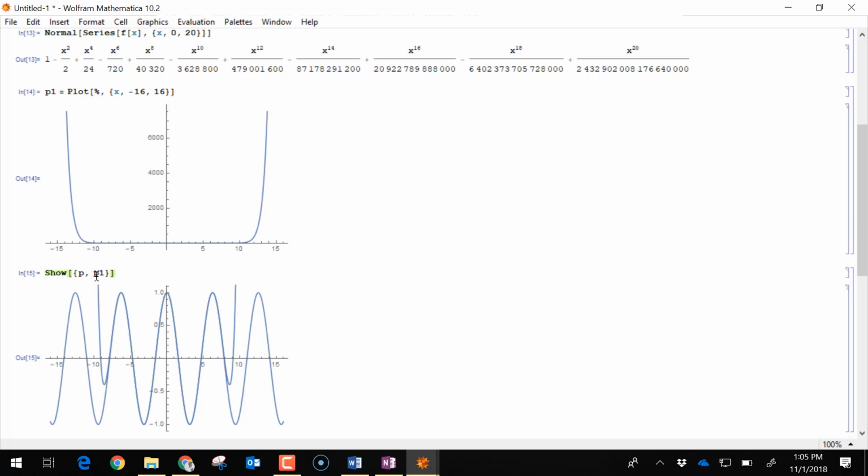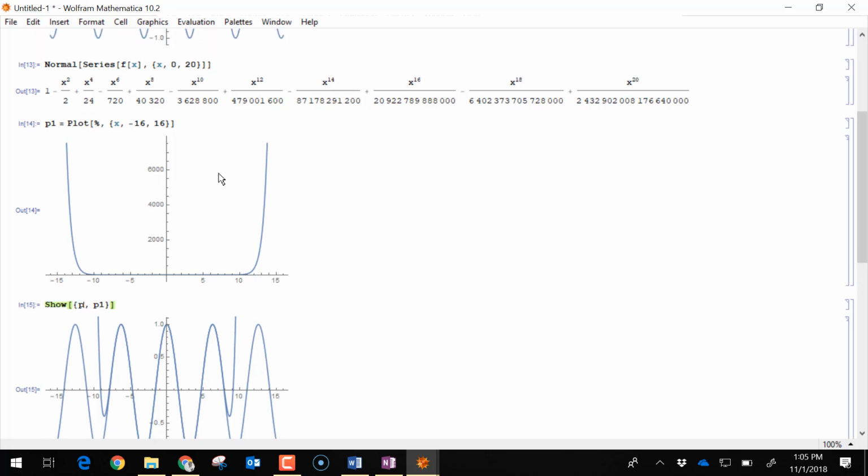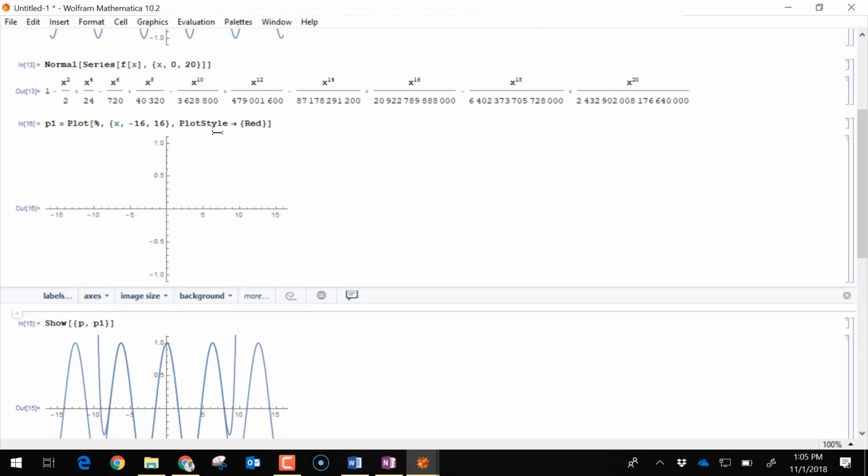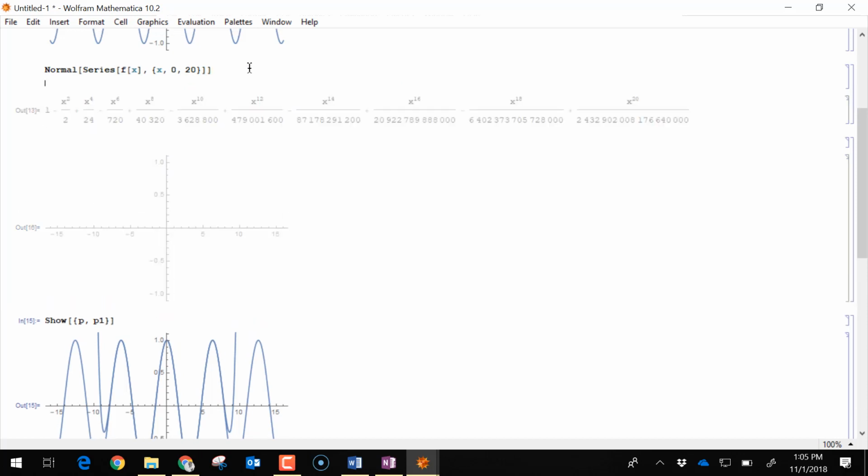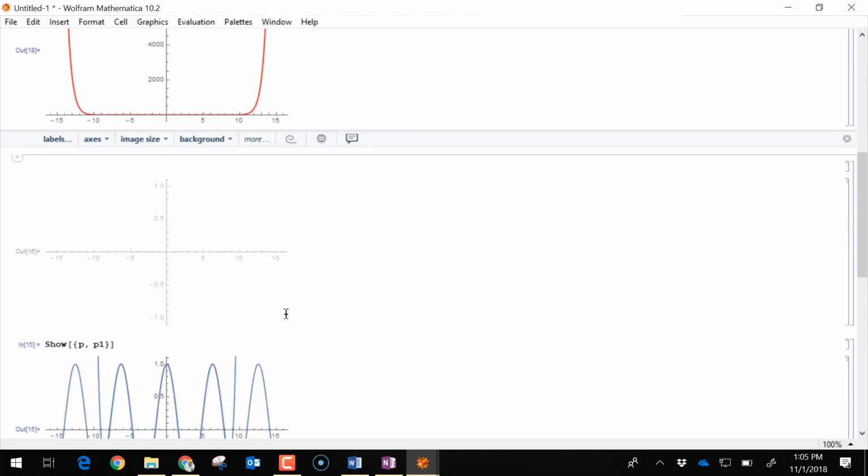I think we need to change a color in one of them. Let's change a color for this one. Uh-oh, now what happened? Oh, there we go, now it's red.